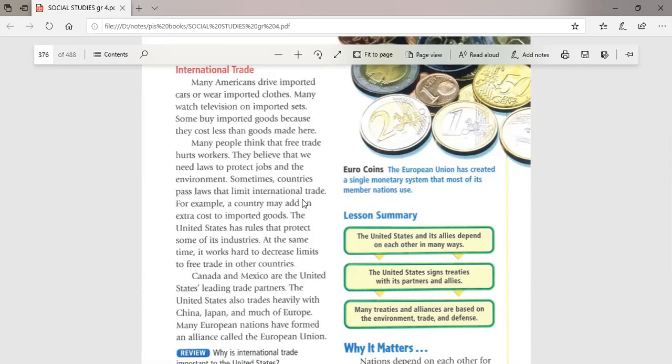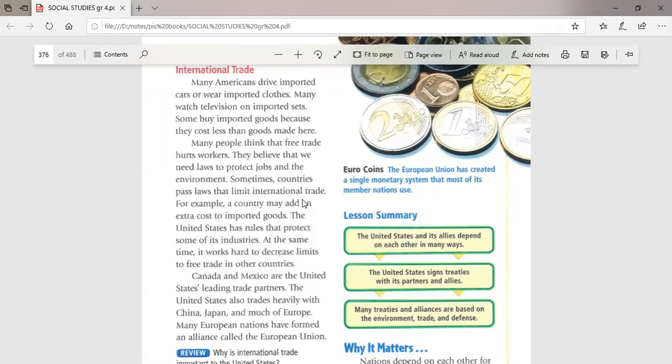I know that it's good to trade with other countries. For example, if Egypt trades with America, it's a good idea that the Egyptian products will be sent to America and the American products will be sent to Egypt, and they exchange goods with each other. This is good, and it helps the economy to rise up. It's good, but sometimes, guys, you have to limit international trade.